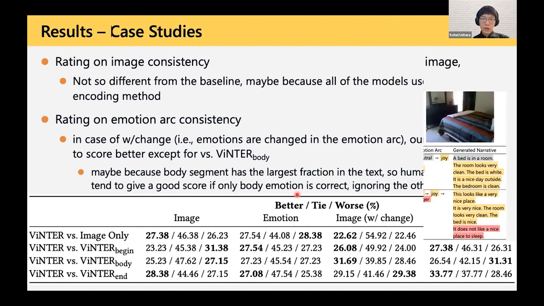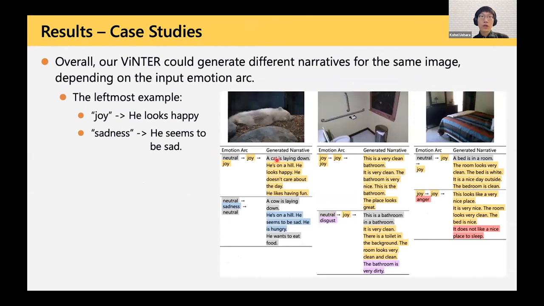So these are some examples from our model. As you can see from those examples, Pinter could generate different narratives from the same image, depending on the input emotion arc. For example, in the first example, if the input emotion for the body part is joy, then the generated narrative is "he looks happy." However, if the input emotion for the body is sadness, then the generated narrative becomes "he seems to be sad."